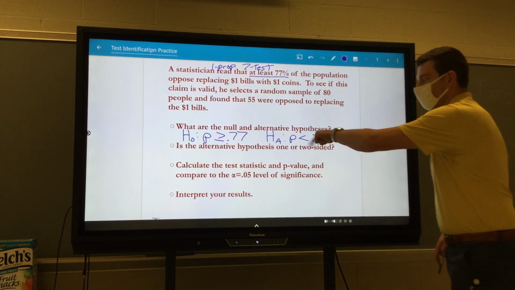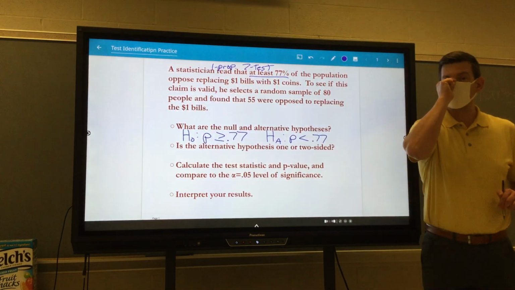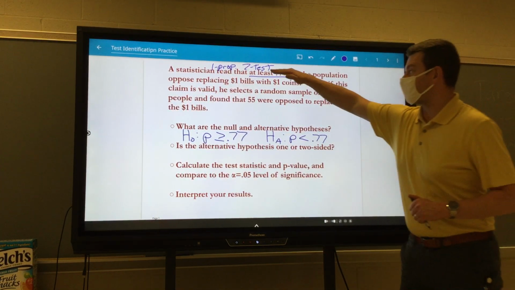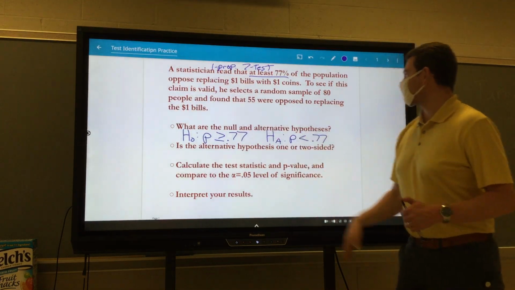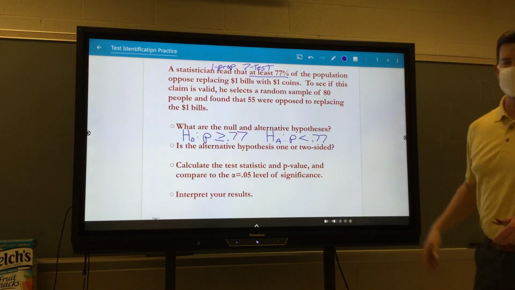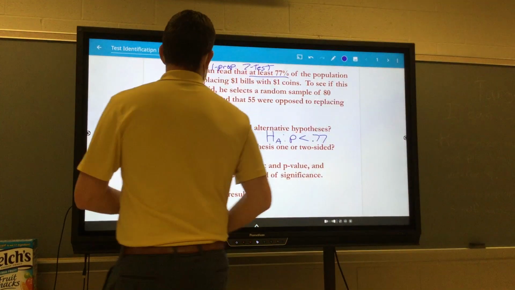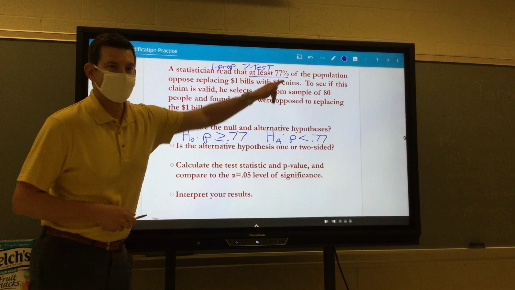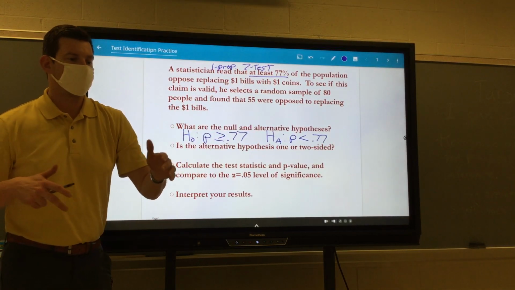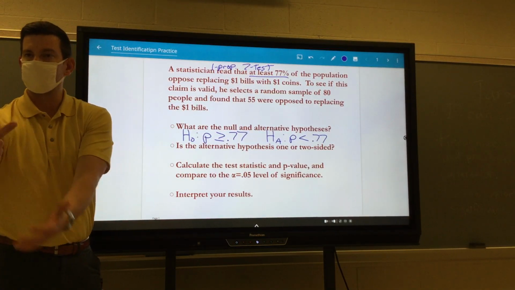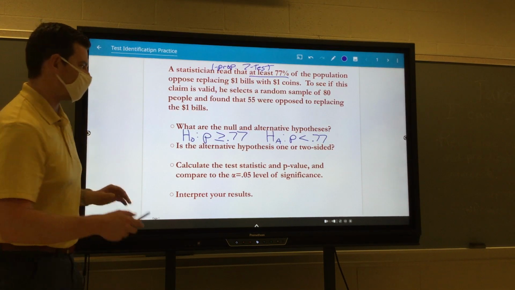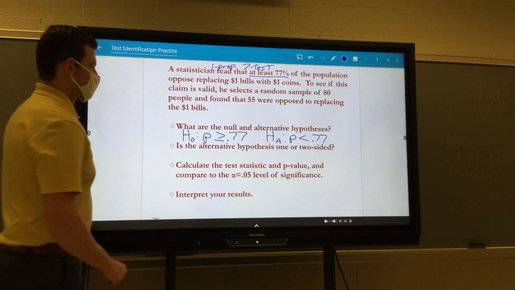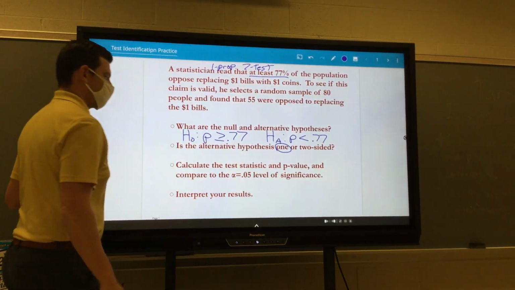To determine the direction of the alternative hypothesis, you need to read the question carefully. Okay? Usually that first sentence or that last sentence. And in this case, we only have two sentences. Okay? But usually you're going to have some key words there that say something like at least, or a difference, or maybe just outright say greater than. Something like that will indicate the direction of this. So we have a one-sided alternative hypothesis.